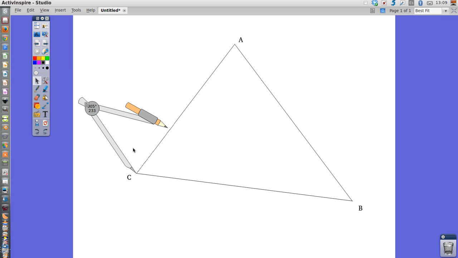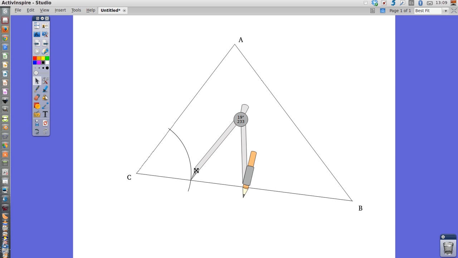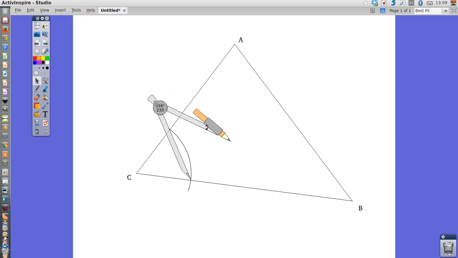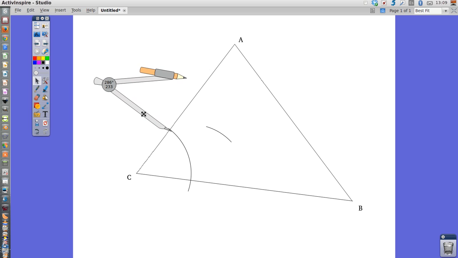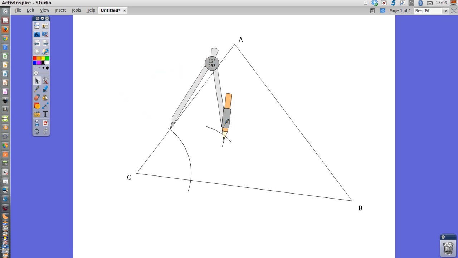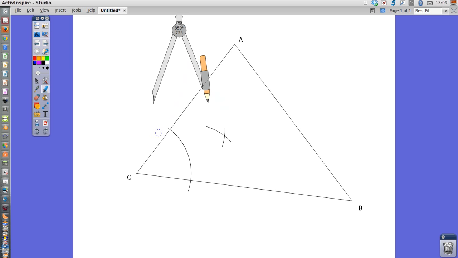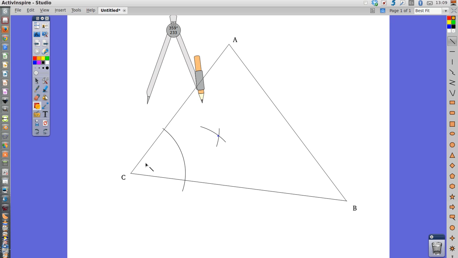So I'm going to start by point C. As you know, I draw one arch this way in order to get two intersecting points. I keep going with the same radius I took at first and draw two new arches from each one of the points I got with the first arch. So you can see that in here there is an intersection point. If you take your ruler and join point C with the intersection point you get, you will get the first angle bisector.